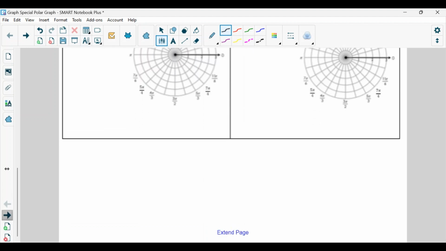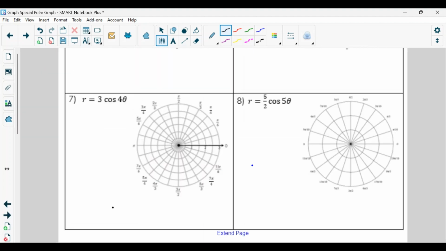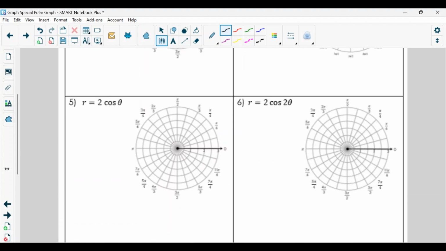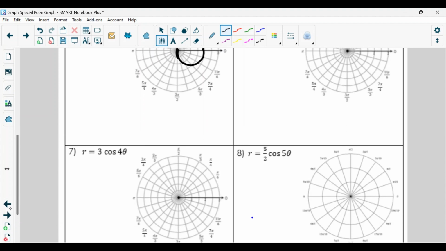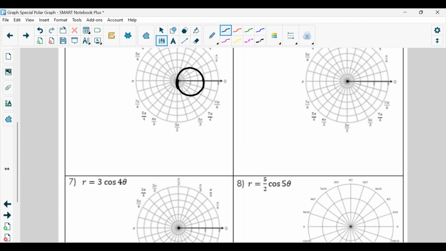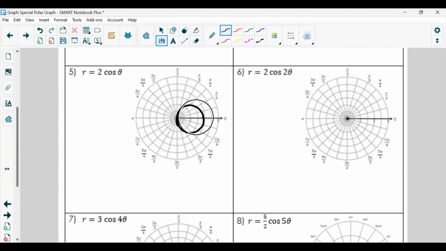Let's do some more difficult ones. Let's go down here and look at number 5. Again, that's a one-petal rose, a circle, cosine, and so it's going to be right here. Make sure you recognize that. We did number 6 in class today, so let's do number 6 and number 8. Let's look at number 6 first.